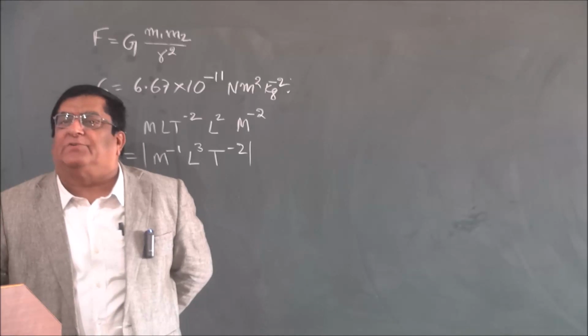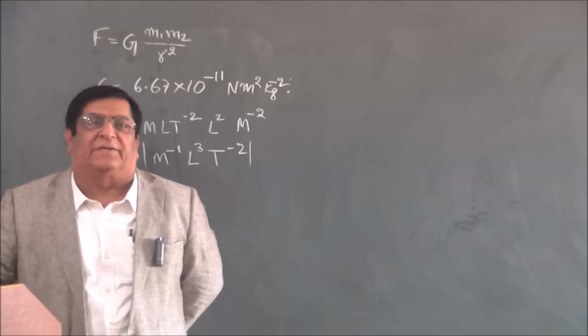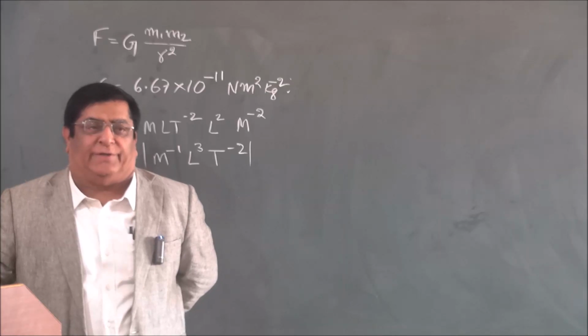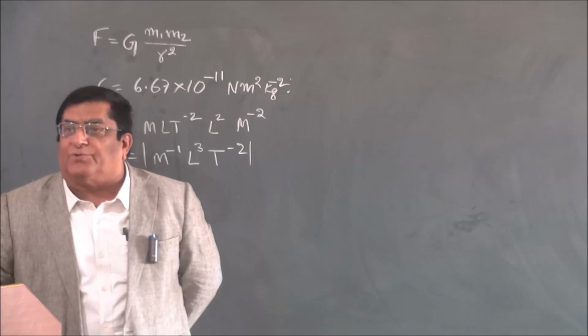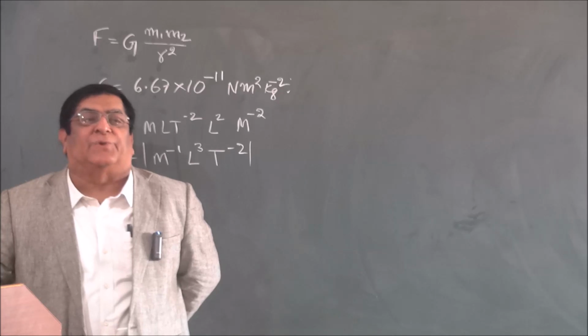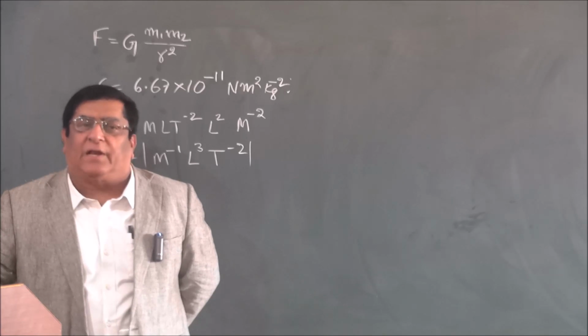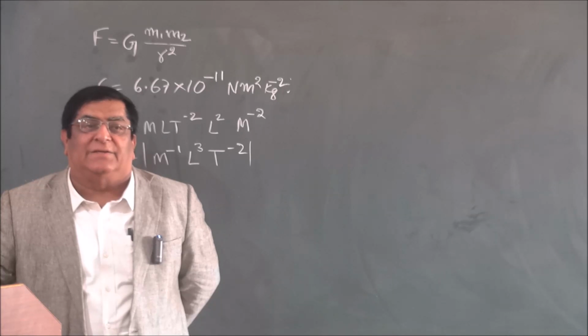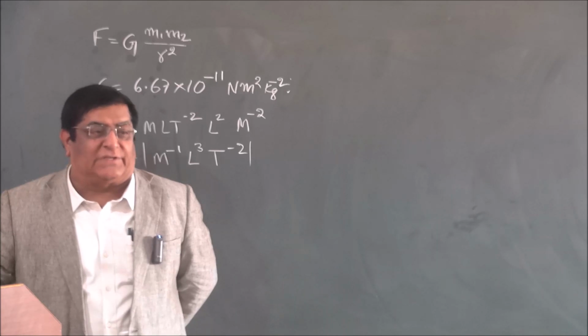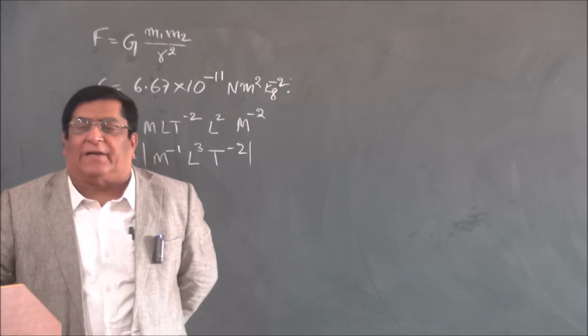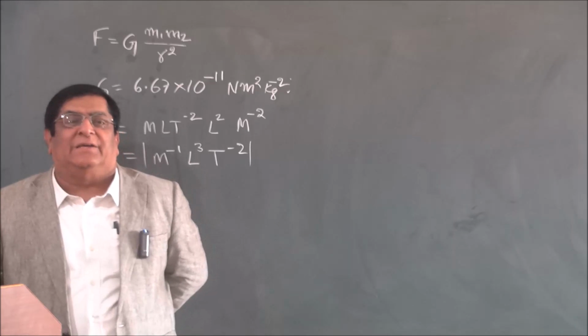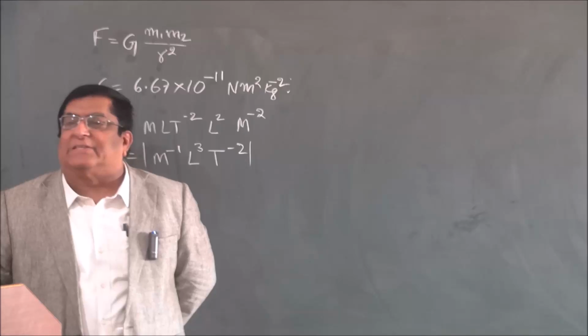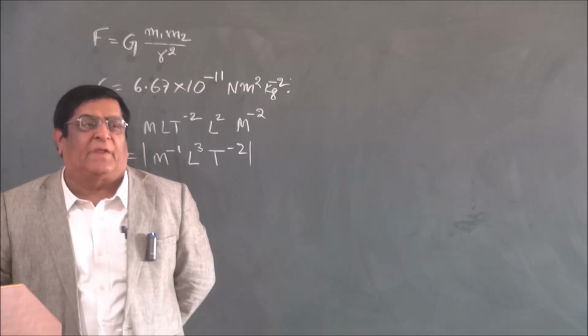Gravitational force between the two bodies is not affected by the presence of any third body. Gravitational force always acts in a straight line. There are two types of acting. Magnetic forces, how do they act? They act perpendicular to the velocity. But gravitational force acts in a straight line, joining the centers of two bodies.